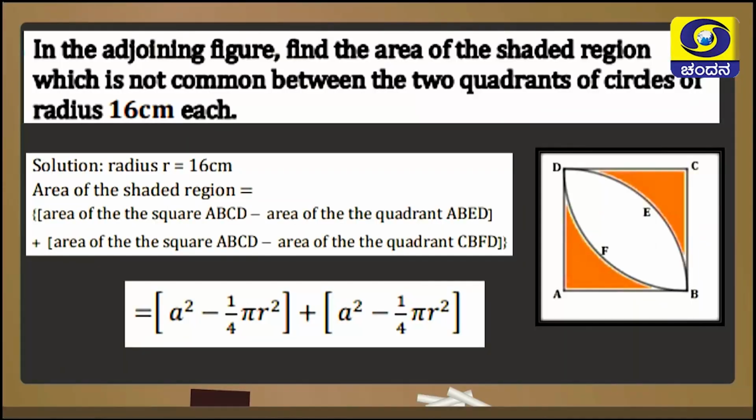So, area of the square is given by a square minus area of the one quadrant, that is ABED, is 1 by 4 pi r square, because theta is how much? Yes, 90 degrees. When theta is 90 degrees divided by 360 degrees, it is 1 by 4 only. Yes, that is 1/4 of the area of the circle. So, again to find the area of the quadrant CBFD, we have to repeat the same, that is area of the square minus area of the sector with angle 90 degrees.